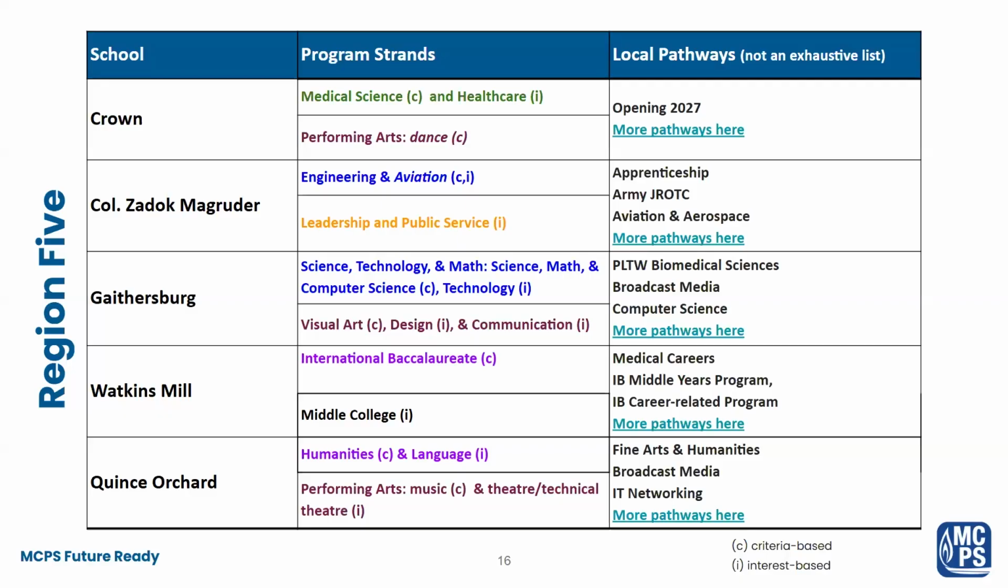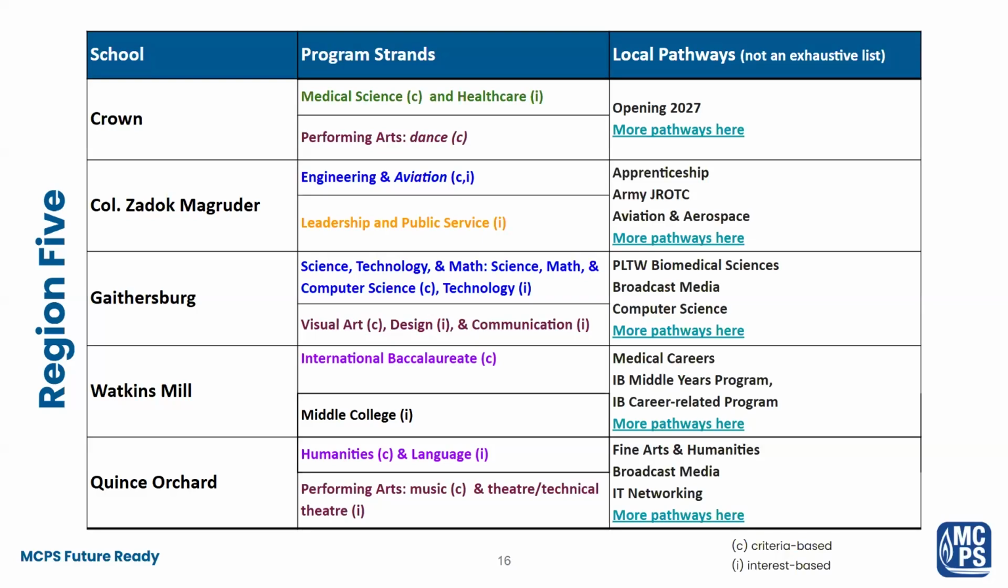Watkins Mill, which is a regional site, will be the region's International Baccalaureate site, as well as the new Middle College site. And Quince Orchard is humanities and language, as well as some of the other performing arts. And if you happen to see the board meeting on October 16th, you know there are some questions around Crown. And so if Crown were to become a holding center and not be part of Region 5, we would have to revisit this region. So there are possibilities of changes in Region 5.